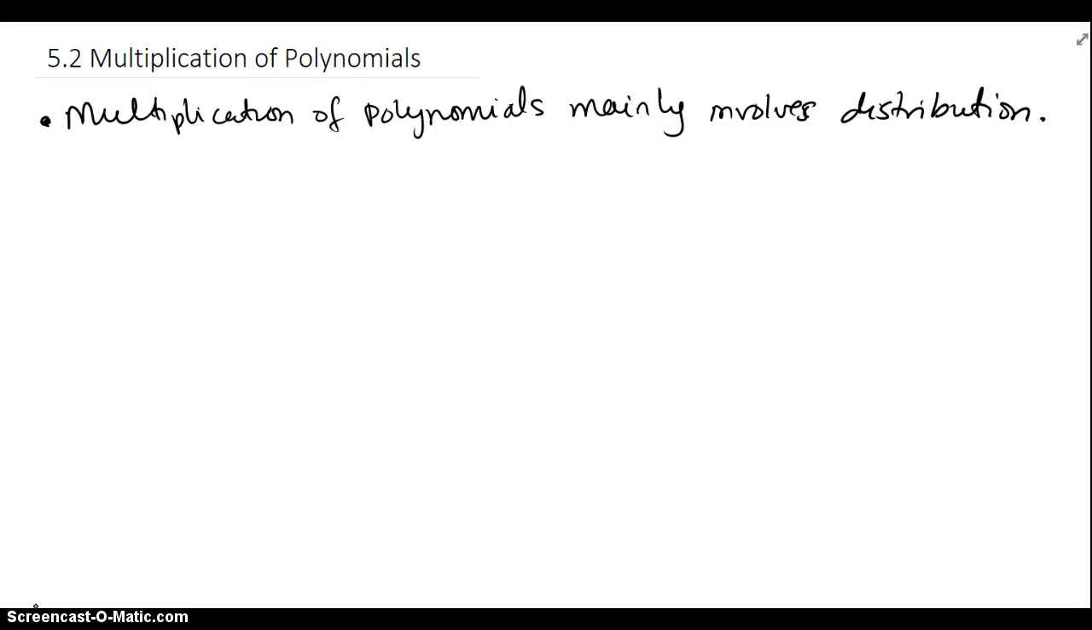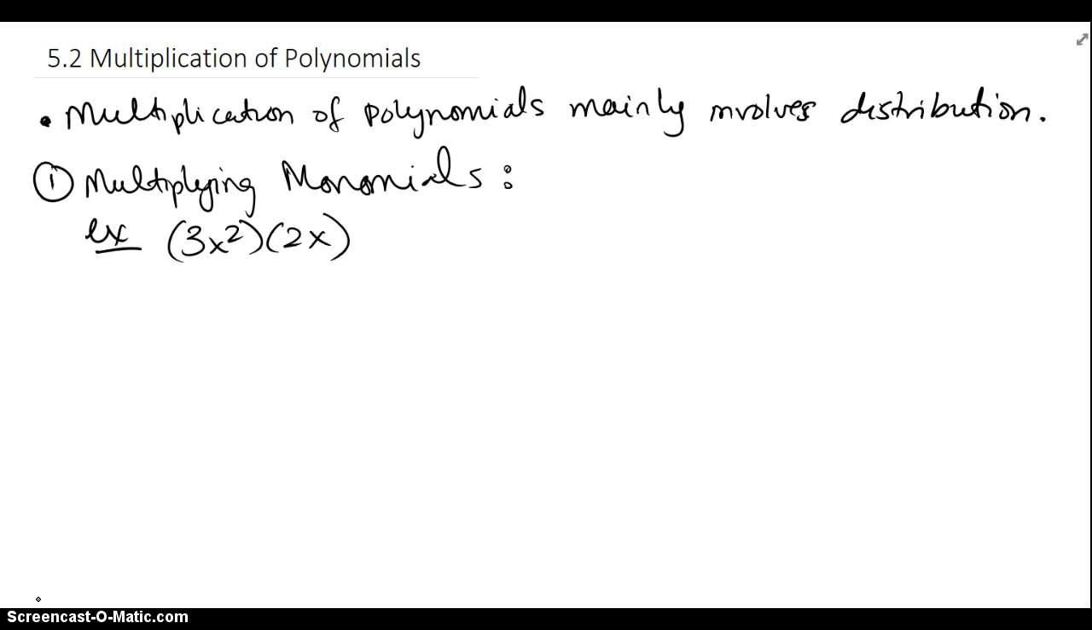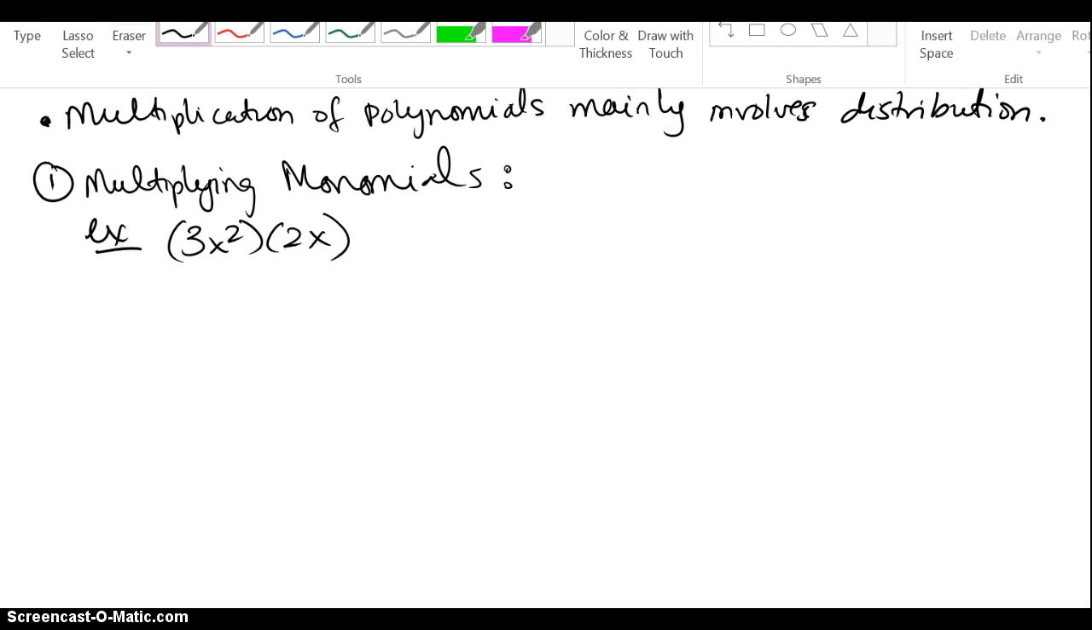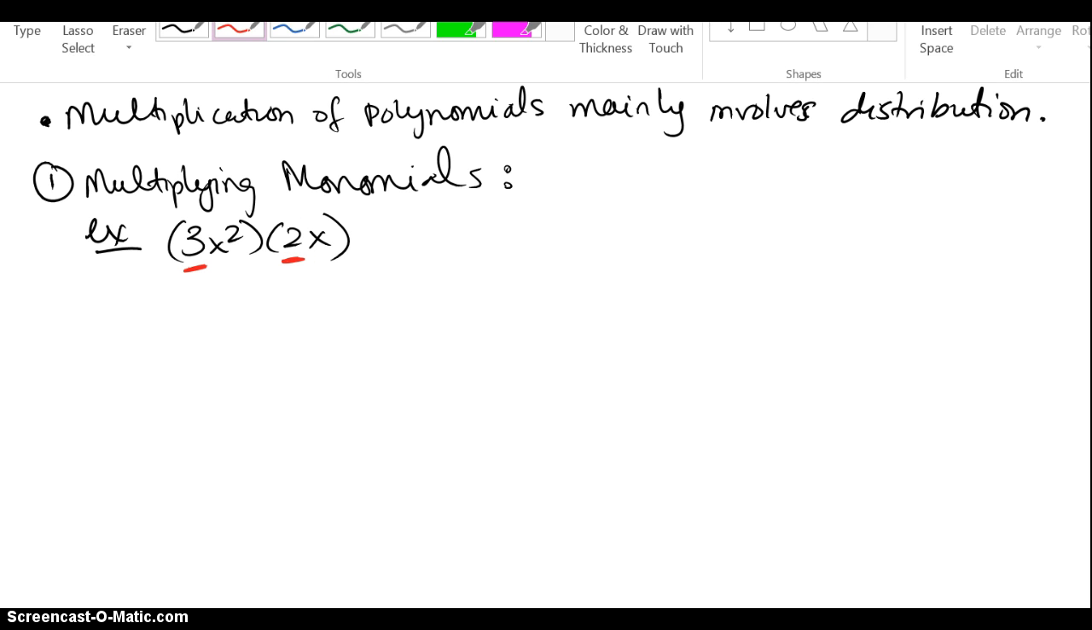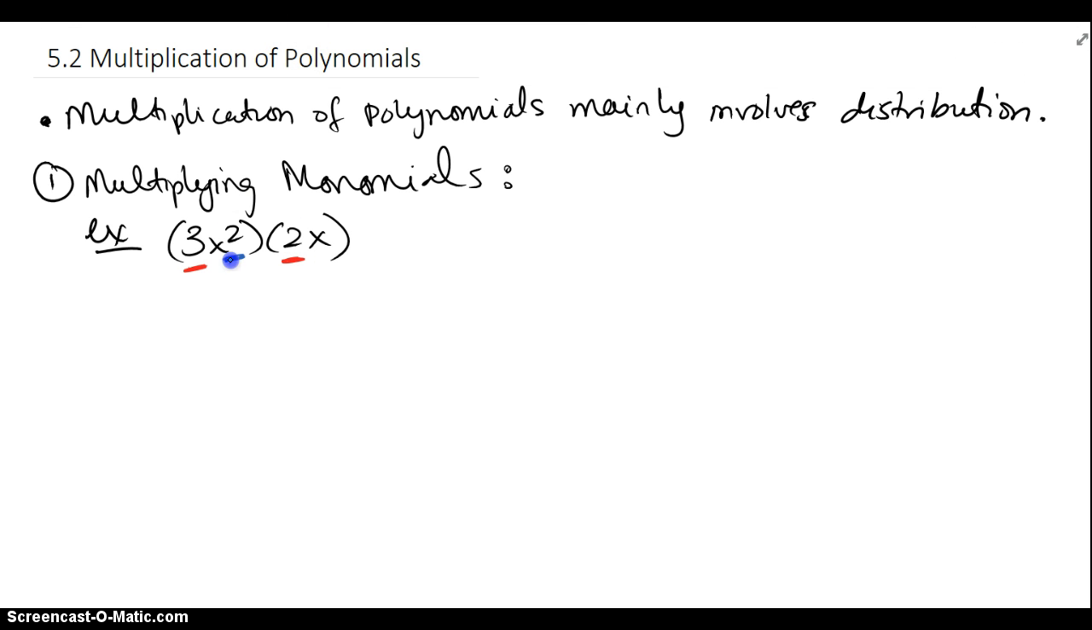Multiplication of polynomials requires a little bit more work than addition, but it mainly depends on being able to distribute. We're going to start off by looking at multiplying just monomials. When we multiply monomials, all we do is multiply the number parts together, thinking of the associative property, and then multiply the variable parts together.